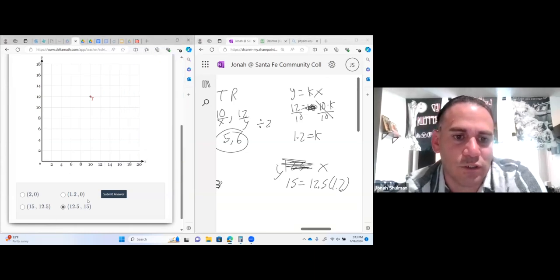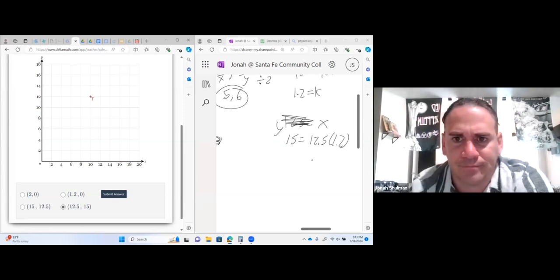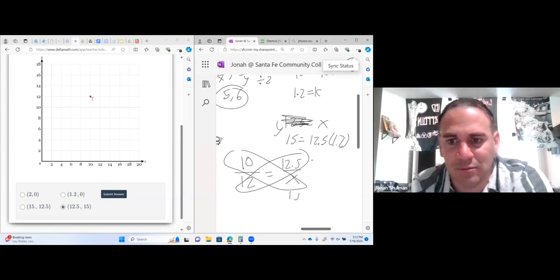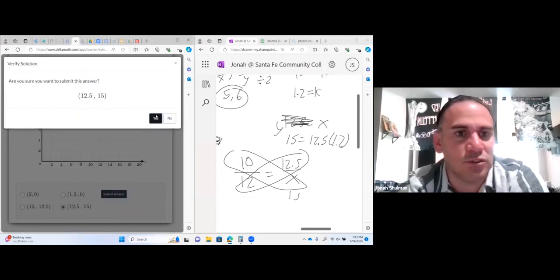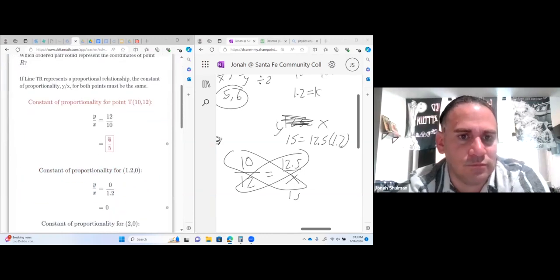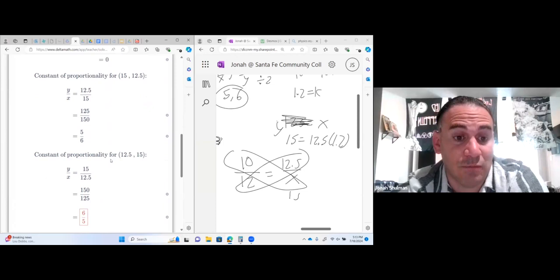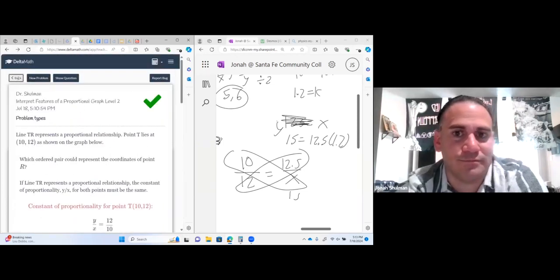So they are proportional. You could also do a cross multiply, which would be 10 over 12, right? Equals 12.5 over x. And if we cross multiplied, you would see that this has to be 15. That's probably the way I would do it. But I'm trying to show a bunch of ways. That's what they wanted. Oh, they checked them all. Wild. I didn't check them all. I just checked the one I thought was right.